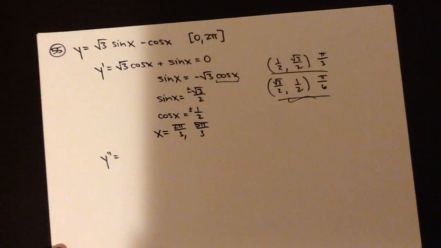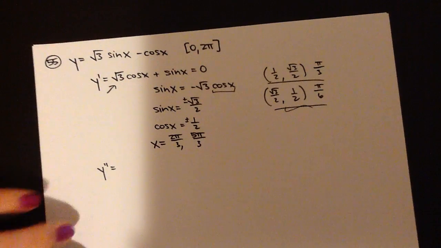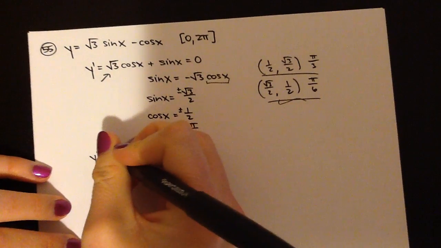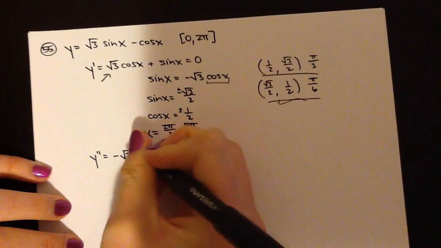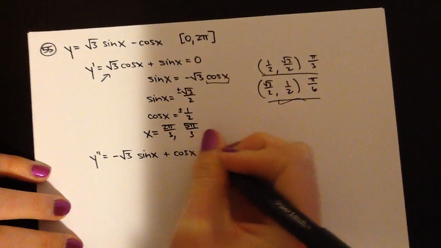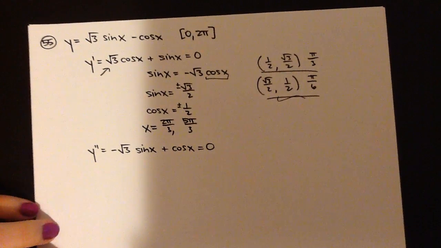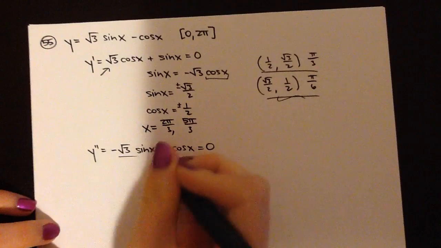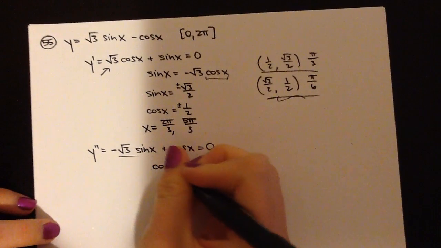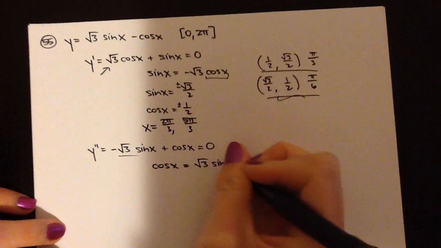Possible inflection points. We take the first derivative and take the derivative again. Okay, so we get negative root 3 times sine plus cosine. We want to set that equal to 0. Again, there's nowhere else where it's undefined. So what I'm going to do here is add this term to the other side. So we want cosine this time to equal positive root 3 times sine.